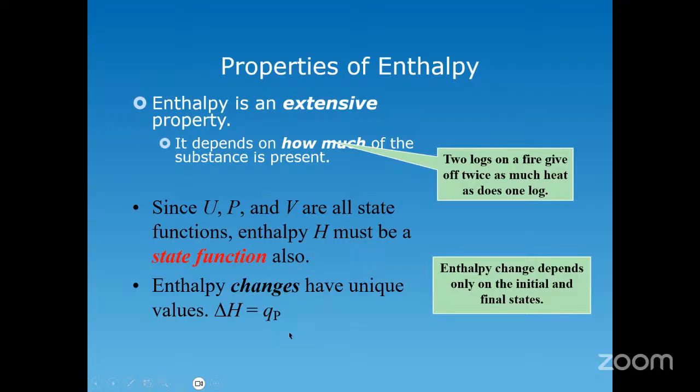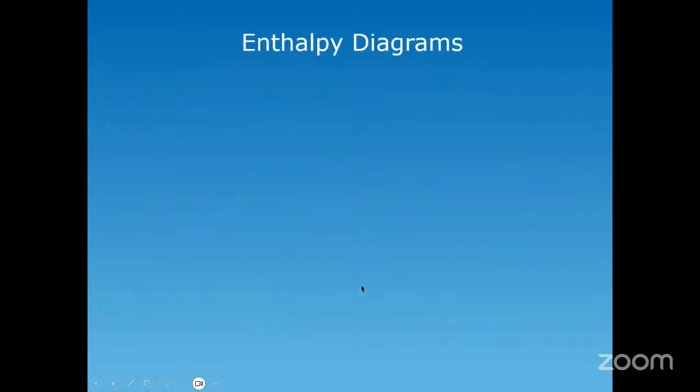And these can be calculated based on either measurements or, if you're given some data values, you can calculate the enthalpy changes of reactions, and we're going to get into that later on. All right.